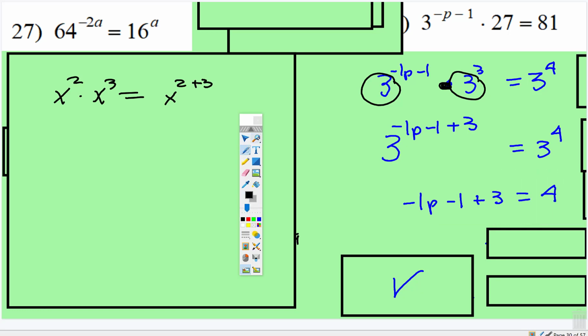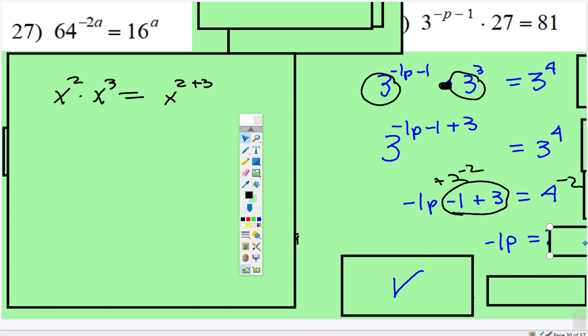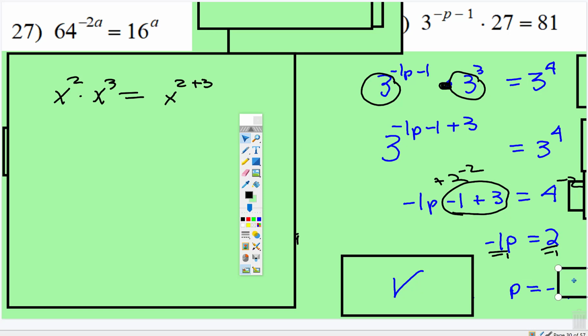Oh, and I didn't simplify that. I waited till I got down here. So that right there is plus 2. Well, because we want to get p on the same side, we're going to subtract 2 from both sides. And now we have negative 1p is equal to 2. When we divide both sides by negative 1, you know the drill. P is equal to negative 2.